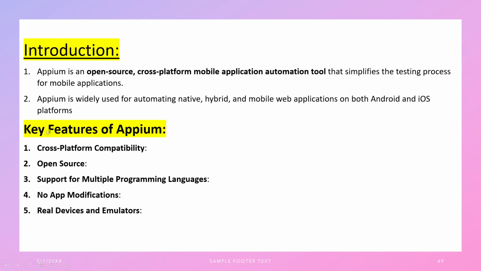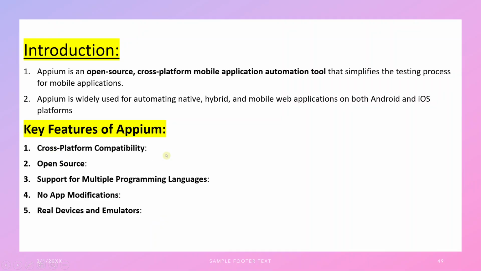And what are the key features of APM? The cross-platform capabilities, open source, support for multiple programming languages, no app modifications, and it works on real devices and emulators. First of all, let's see what exactly the cross-platform capability is.